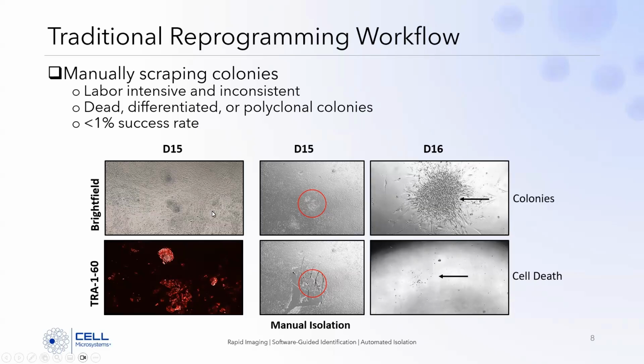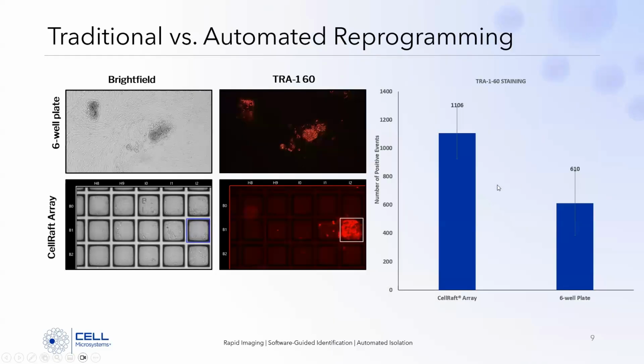And so you have to go in there with a needle, dice up the colony, and transfer it to a new plate for propagation. Typically what that results in is what you see on the right-hand side, which is sort of what I call a bare slash colony, where you have either transferred colonies that are dying or differentiated or polyclonal. And overall, this manual workflow typically has less than a 1% success rate and takes even the most skilled operator upwards of an hour to transfer a single 96-well plate of putative polyclonal colonies. So we wanted to see whether or not we could automate this workflow using our technology and improve the success rates and the ability to generate reprogrammed clones.